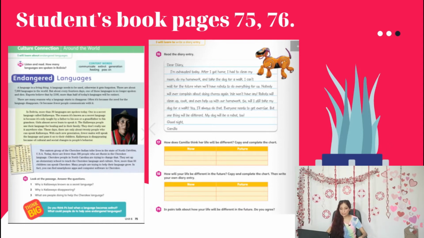Pages 75 and 76. First of all, on page 75, we have activity 14: listen and read. How many languages are spoken in Bolivia? And then we have the content words. You can find them on the internet. Use a dictionary, please. Endangered languages. Okay, so let's listen to this audio and let's find out what this reading is about.